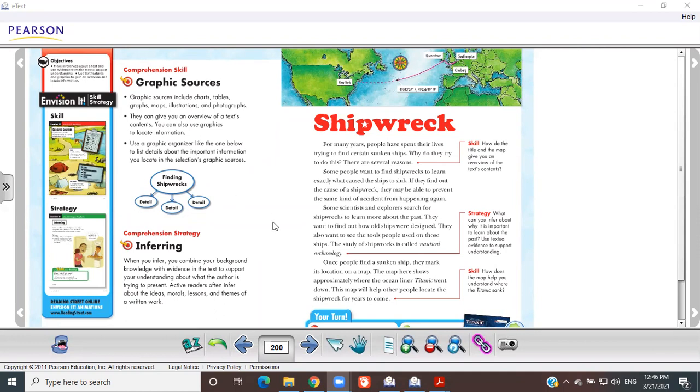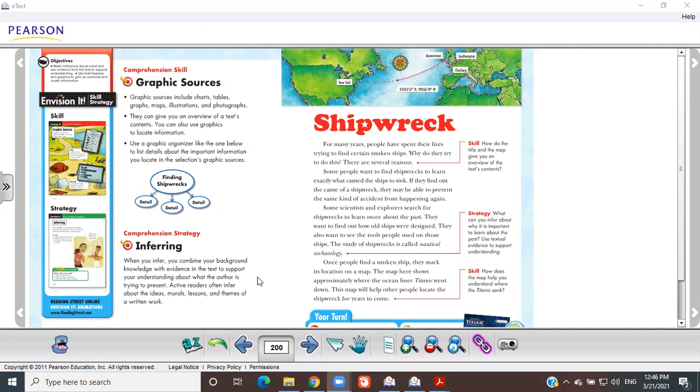Very good. Now, Ahmed Amjad, here I need you to read the inferring. Intervention strategy: inferring. When you infer, you combine your background knowledge with the evidence in the text to support your understanding about what the author is trying to present. Active readers often infer about the ideas, morals, lessons, and themes of a written work. Very good.